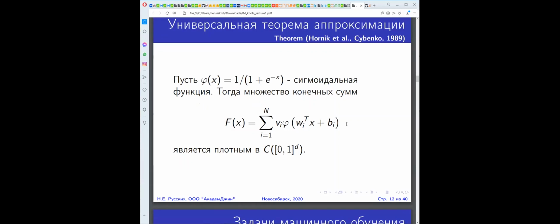I've been told that the proof of this theorem is pretty easy for anyone who knows functional analysis. But the proof is not constructive. So for each function, it guarantees that there exists this kind of function with appropriate parameters W, B, and V.